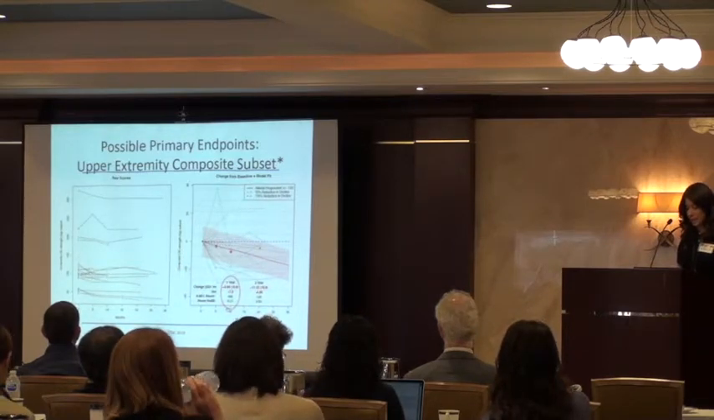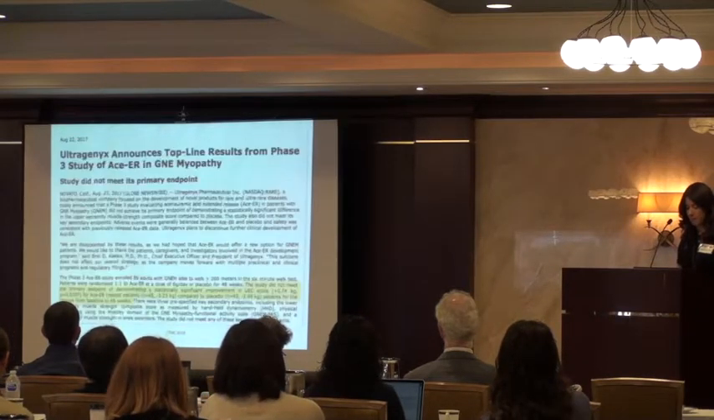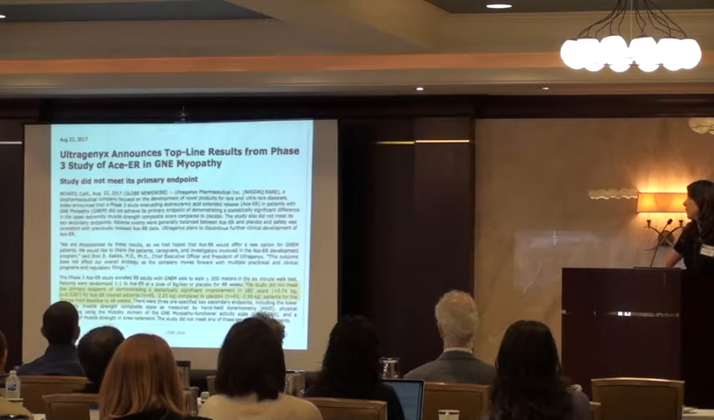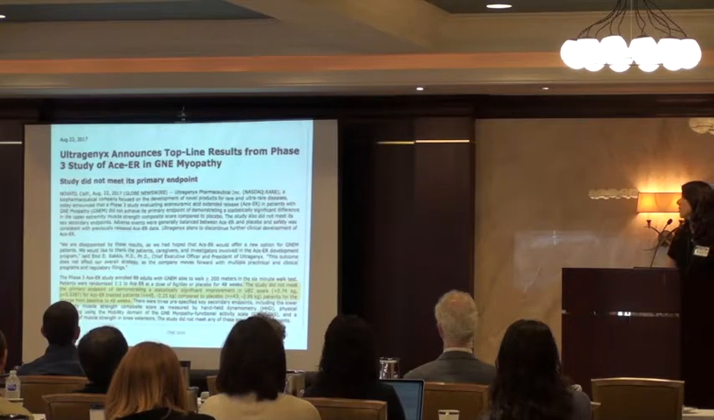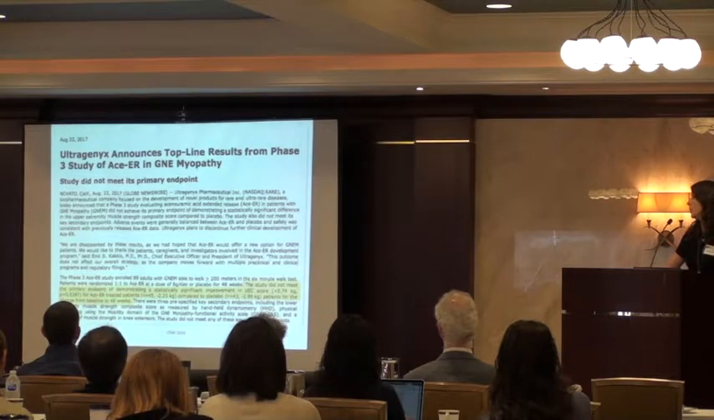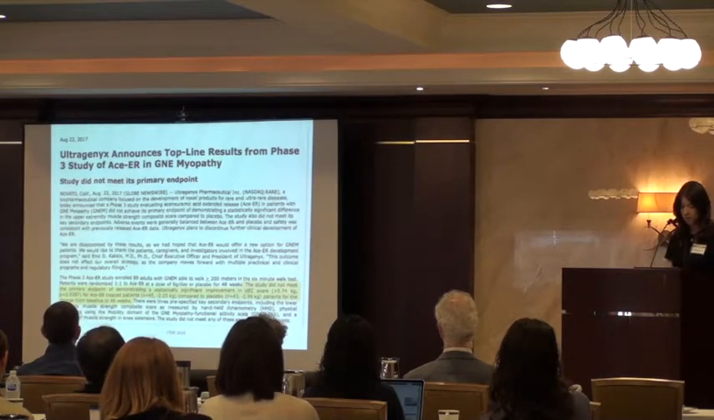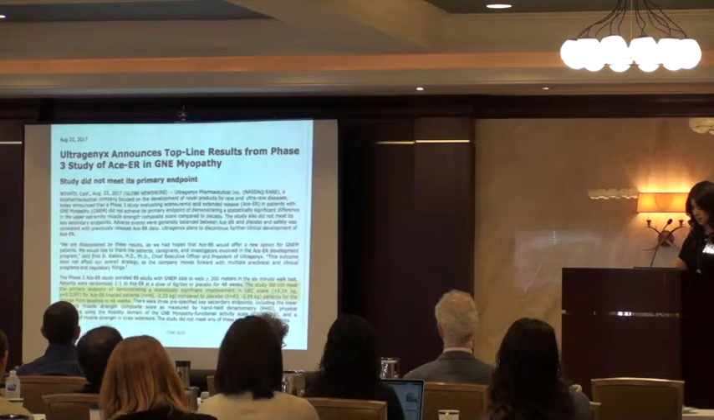So why do I keep focusing on this 1-to-1 80-person trial? In August of 2017, Ultragenyx announced the results from their phase 3 study. Their phase 3 study was an 80-person 1-to-1 trial for less than a year. And I would call this, based on Rob's talk earlier, a failed trial. So their trial did not demonstrate statistical significance.